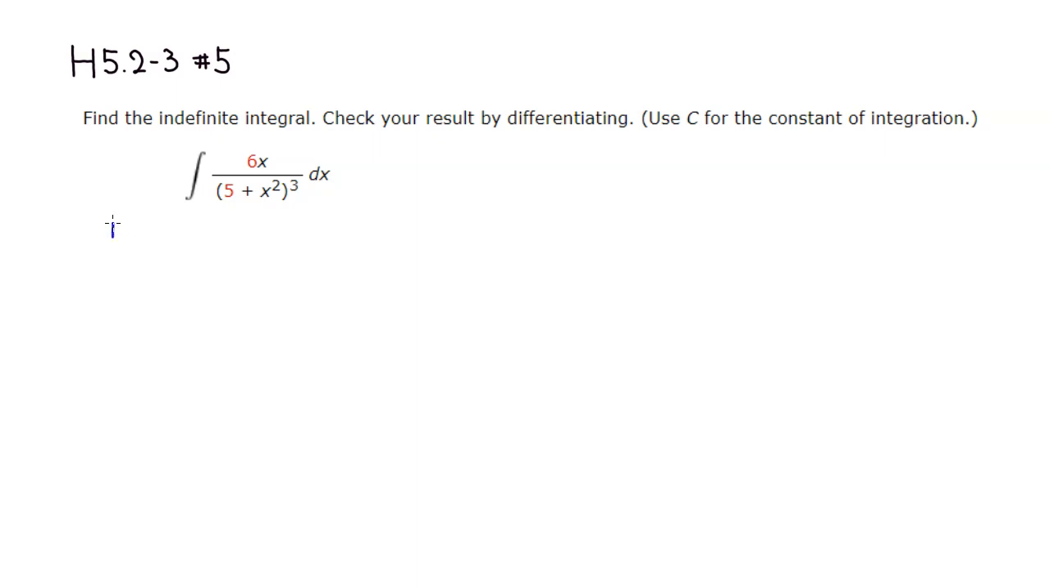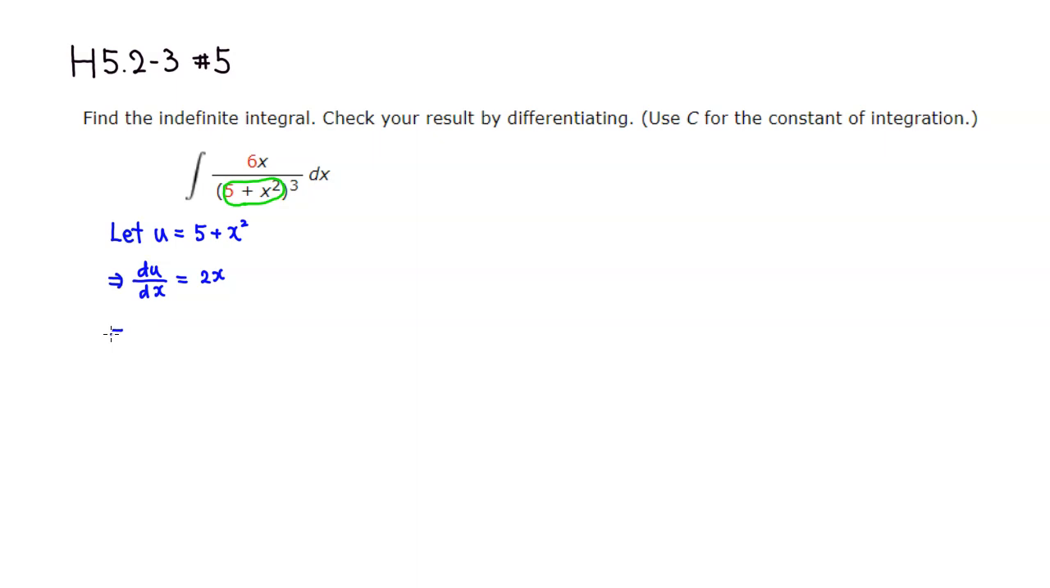I'm going to let u be the expression inside the parentheses, so we have u equals 5 plus x squared. And then the usual drill: take the derivative of u with respect to x. The derivative of 5 is 0, and the derivative of x squared is 2x.